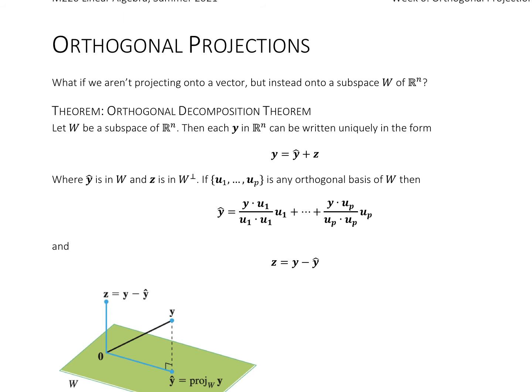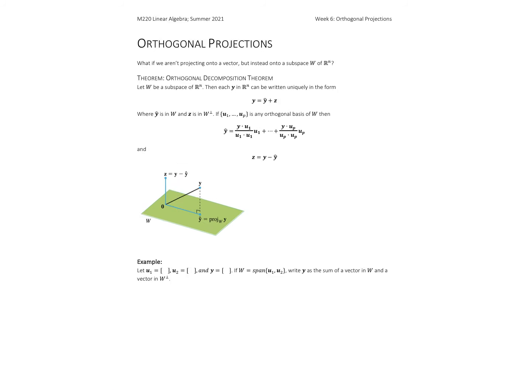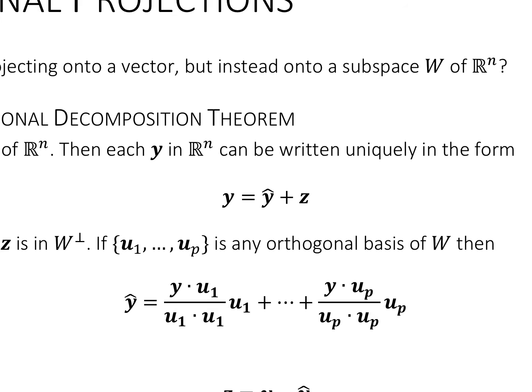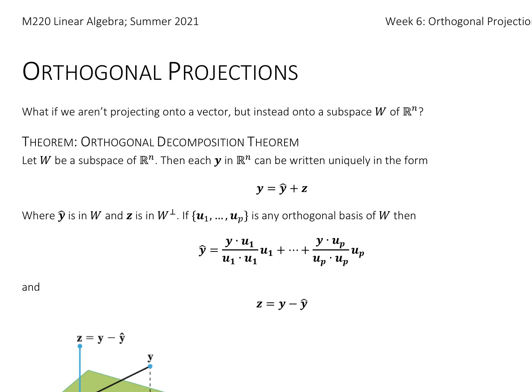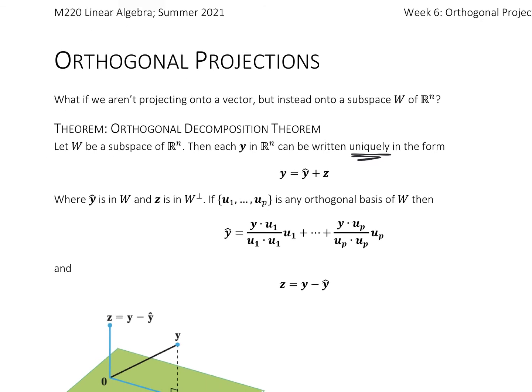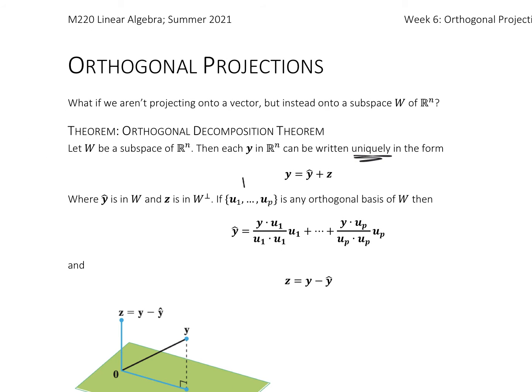All right, so let's take this idea of orthogonal projections and look at a couple of theorems. If W is a subspace, then each vector in Rn can be written in a unique form, where we break that vector down into two orthogonal pieces. The nice thing about this is the idea of uniqueness. Now, this can only be done as long as we have an orthogonal basis for W.